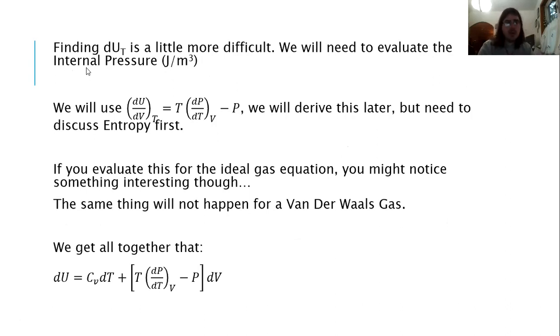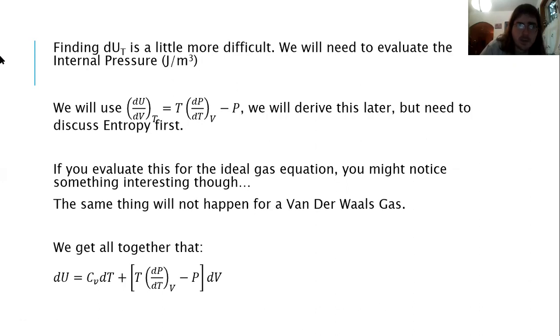We've done that before. Now, determining du at constant T is a little bit more difficult. We need to evaluate the internal pressure in terms of joules per meter cubed. Now, we will use this as an exchange of du dv, that temperature times dp dt at constant v minus pressure. Now, we will derive this a little bit later, but we need to discuss entropy first before we get to there. Just note, if we evaluate this for an ideal gas, you'll notice something very interesting.